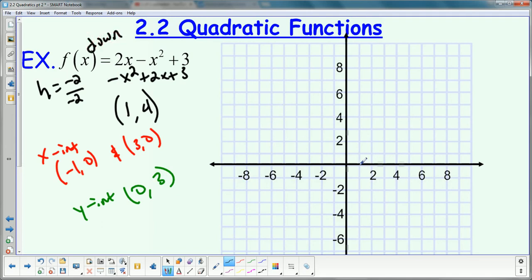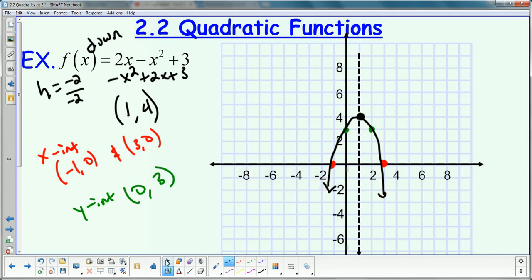So I'm going to put a point at 1, 4. There's my vertex. Next, I'm going to put my x-intercepts, so at 3, 0, and negative 1, 0. And then I'm going to put my y-intercept, which is at 0, 3. And if I go back, I did it in a different order last time, but if I throw in my axis of symmetry right here, now I can draw my point of symmetry. So our y-intercept is 1 to the left, I'm going to go 1 to the right. And finally, I'm just going to finish by drawing a nice, smooth curve.